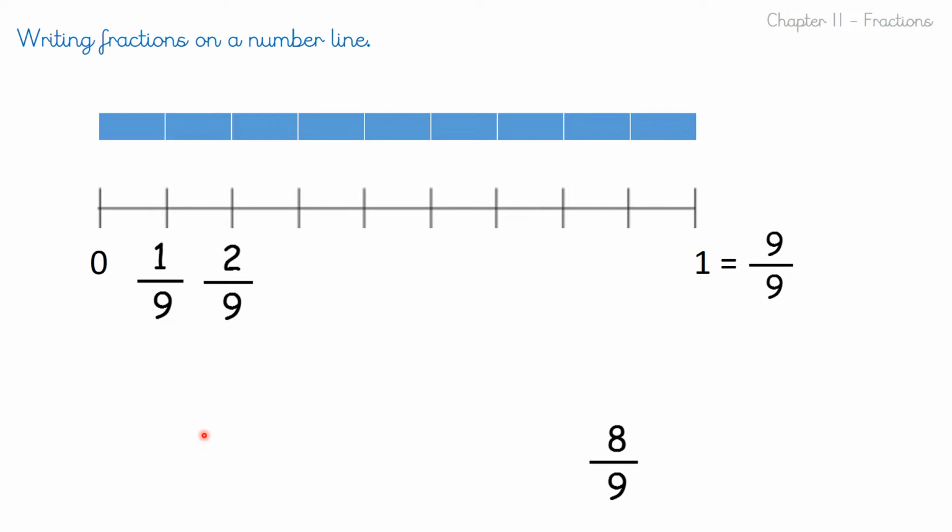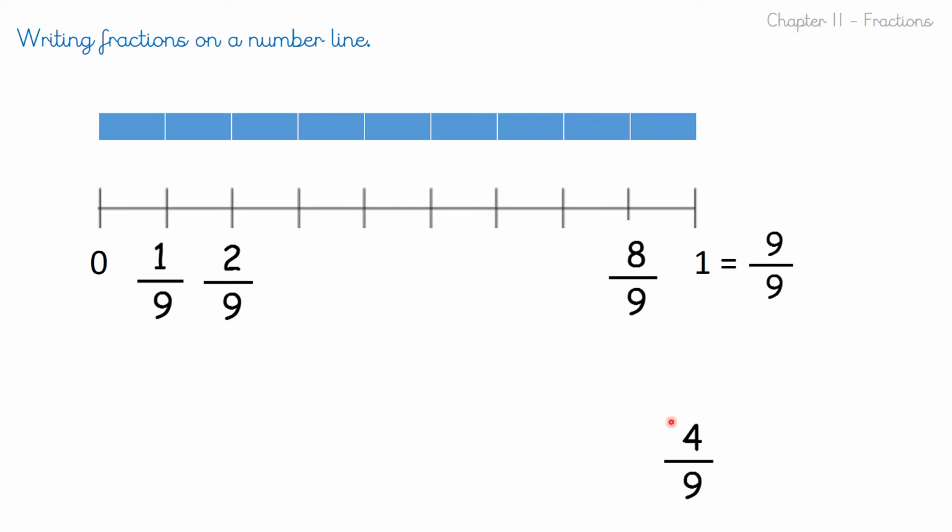Where will you write 8 ninths? What do you think you need to do? We know that our whole has been divided into 9 equal parts. Where will you write 8 ninths? That's it, we need to count 8 parts. So 1 part, 2 parts, 3, 4, 5, 6, 7, and 8. So I will write 8 ninths here. If we keep on counting, we'll have 9 ninths, which make our whole.